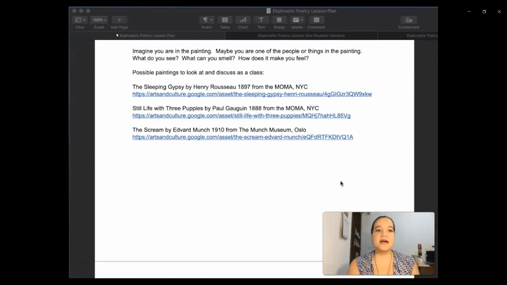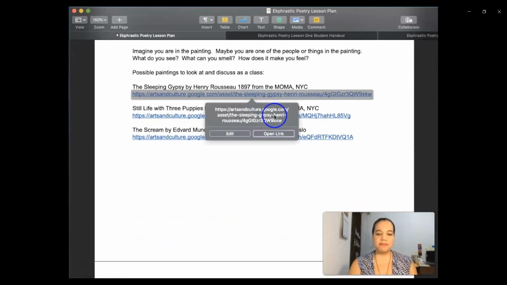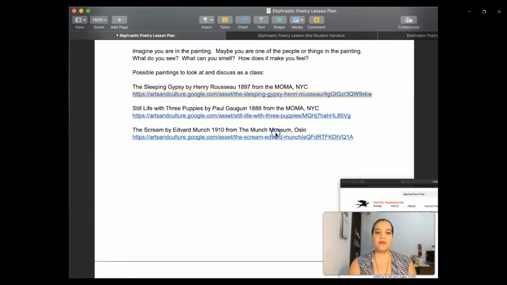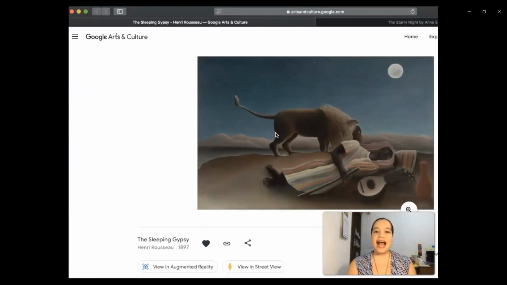So I've linked some paintings here, and the first example is the Sleeping Gypsy. So you'll just look at one of these paintings and ask the students questions about it. So this is the first painting that I chose. I think it's beautiful and I really enjoy it.